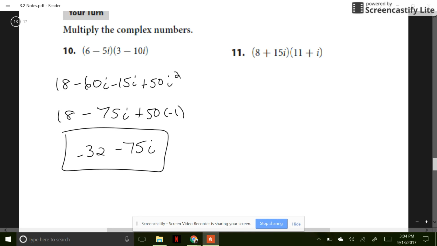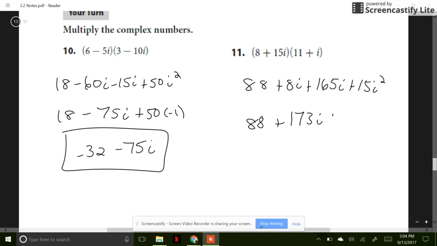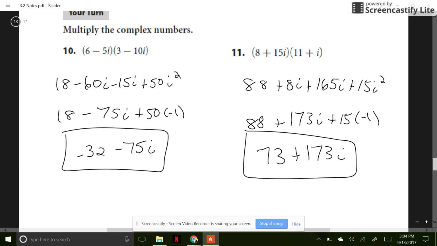Over on number 11 here, first terms, 8 times 11 is 88. Outside terms, plus 8i. Inside, plus 165i. And then the last terms, plus 15i squared. I do my inside addition here, 173i. I change my i squared to -1. So 88 minus 15 will get me 73 plus 173i.